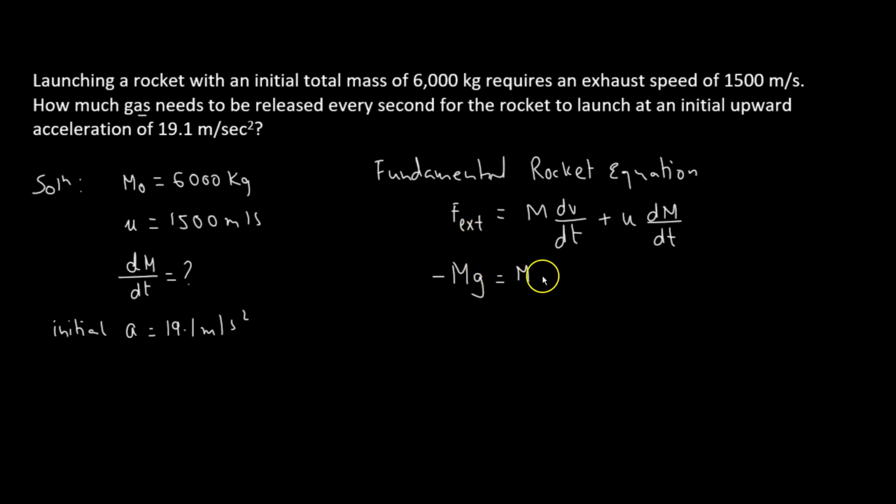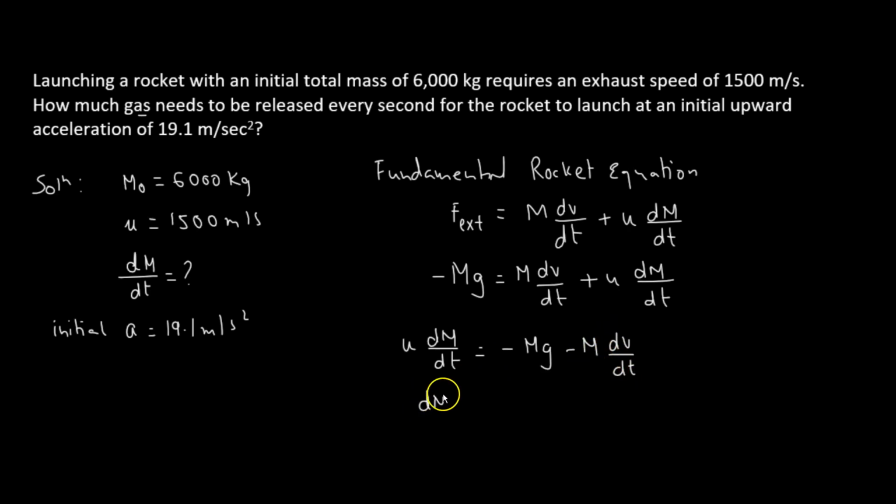So that's equal to m times dv over dt plus u times dm over dt. Now since we need to find the value of dm over dt, let's write the equation in terms of dm over dt. So we have u times dm over dt equals negative mg minus m times dv over dt.